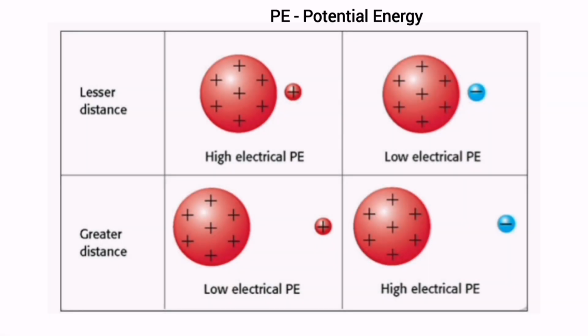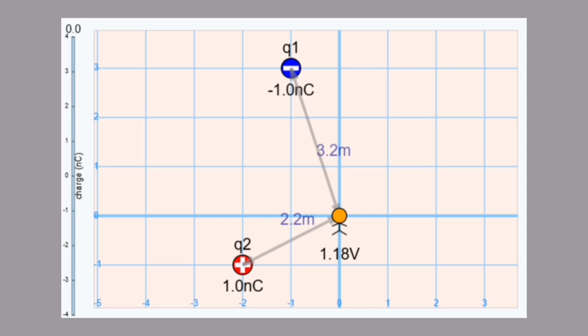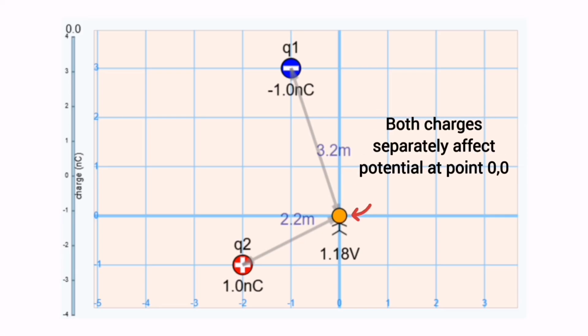Suppose we have a positive charge near another large positive charge. Since similar charges repel, you have to do work to bring the test charge closer. That work is stored as electric potential energy.